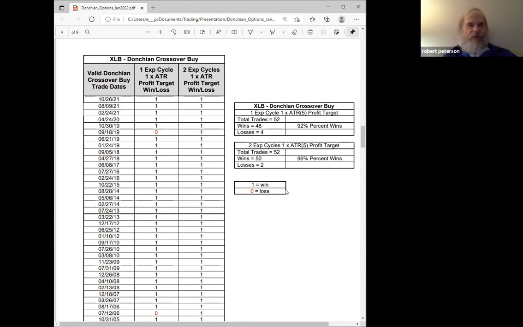Yeah, I'm a little confused here. You talk about sometimes you do one expiration cycle, but then sometimes you do two expiration cycles. Correct. So you're saying you let the trade sit for two expiration cycles? You let it, are you familiar with average true range? Familiar with what? Average true range, ATR.